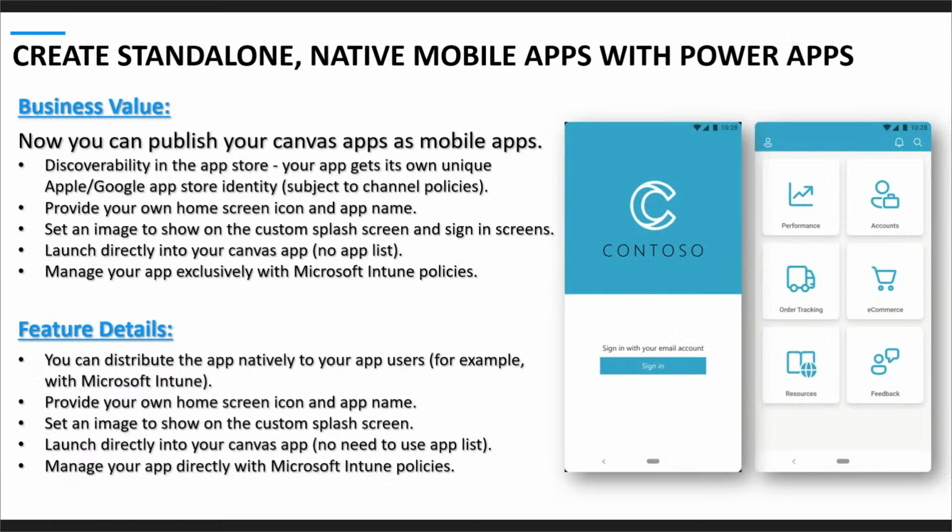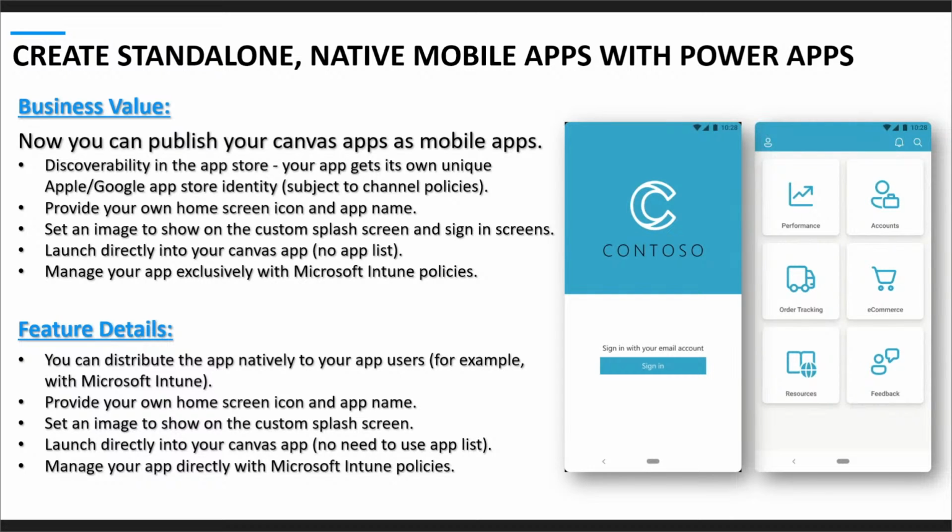The first one here is how do you create standalone native mobile apps with Power Apps? Earlier, you would have the capability to launch the Canvas applications that you create inside the Power Apps mobile application itself. You could not launch the Power App on its own. That's different now. You can publish your Canvas application as a mobile application, which could exist in your iOS, Android, or any other app store.